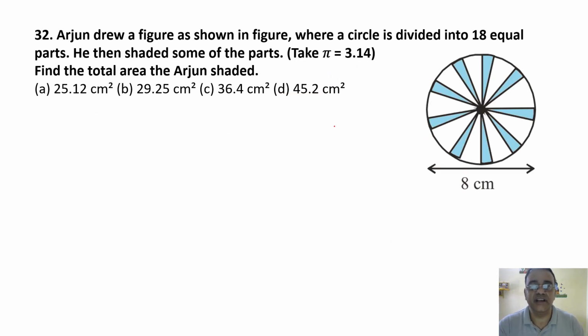Arjun drew a figure as shown in figure, where a circle is divided into 18 equal parts. He then shaded some of the parts. Take pi is equals to 3.14. Find the total area Arjun shaded. So ये सारे equal parts है ना, ऐसा दिख रहा है ये बड़ा और ये छोटा. Question में equal parts दिया हुआ है. Right, the circle is divided into 18 equal parts.